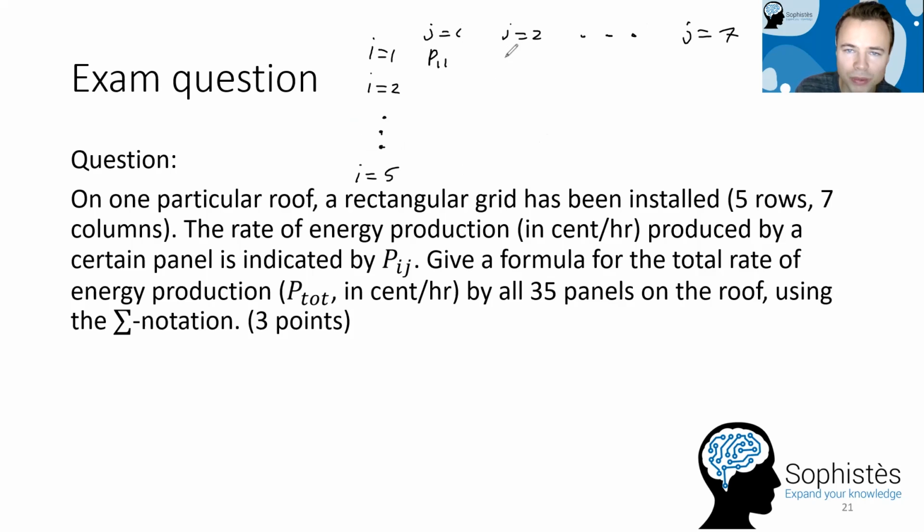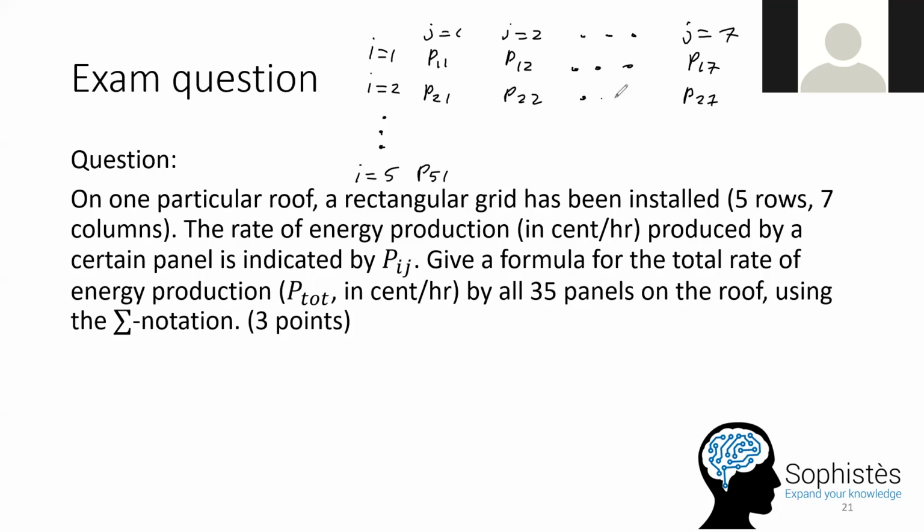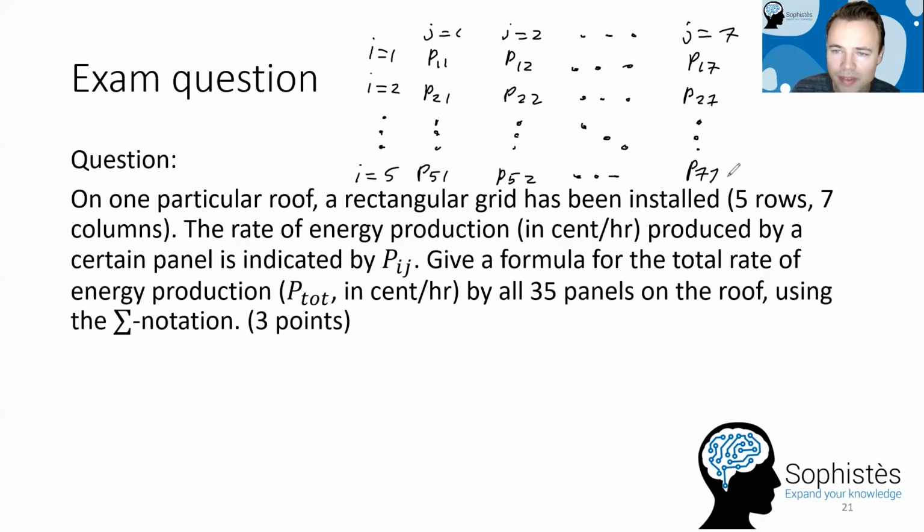And then it will be P11, P12, all the way up to P17, P21, P51, P22, P27, P52. So you have to imagine a whole table like this, right? And then we want to add all the elements from this table here, right? How can I do that?